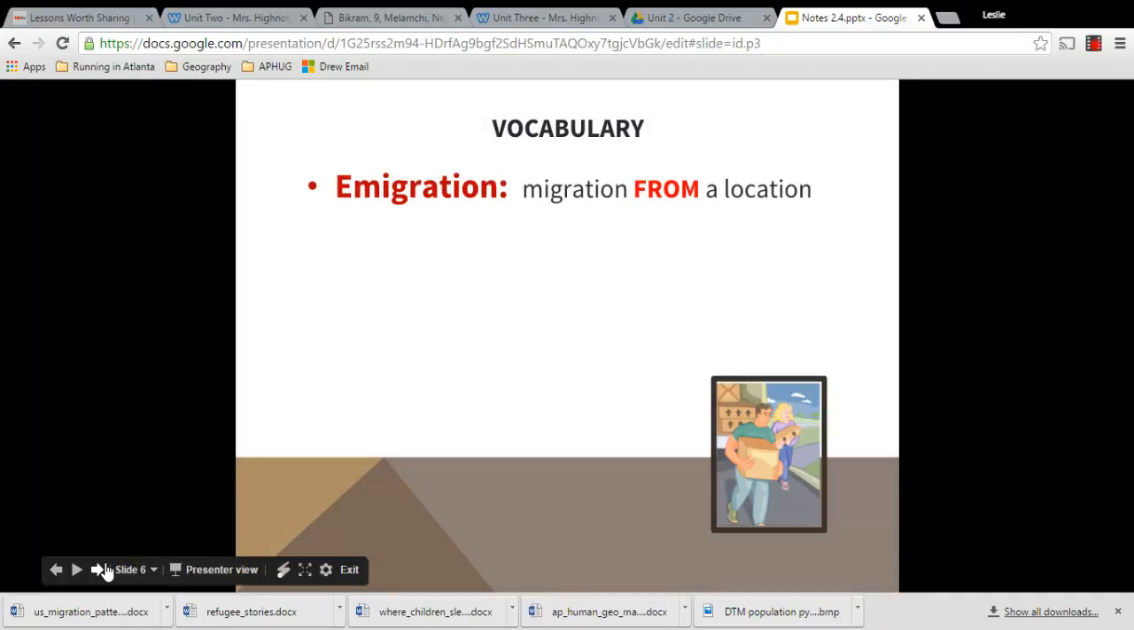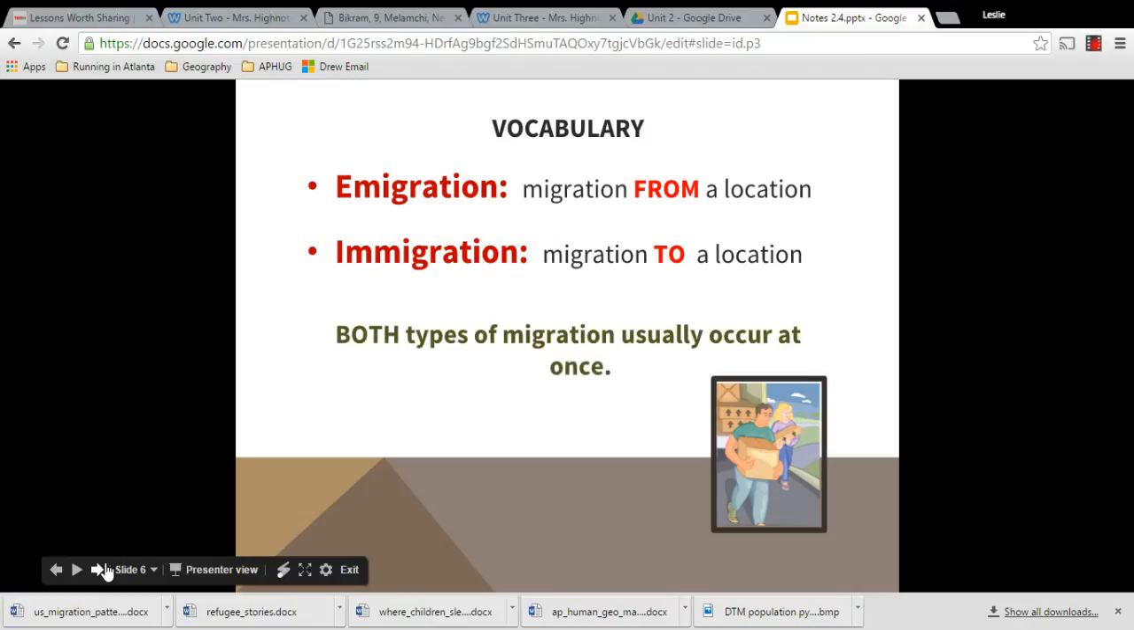Emigration with an E means migration from a location. So let's say you are moving from the United States to Switzerland, you are emigrating with an E from the United States. Immigration with an I is migration to a location. So in the same scenario, if you are moving permanently from the United States to Switzerland, you are emigrating with an E from the United States and immigrating with an I to Switzerland.